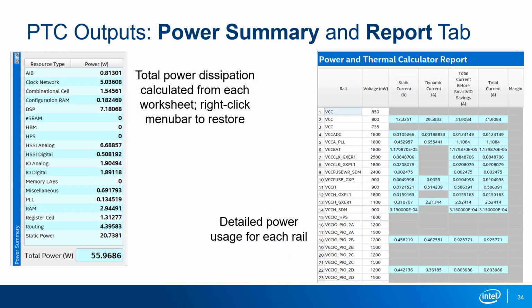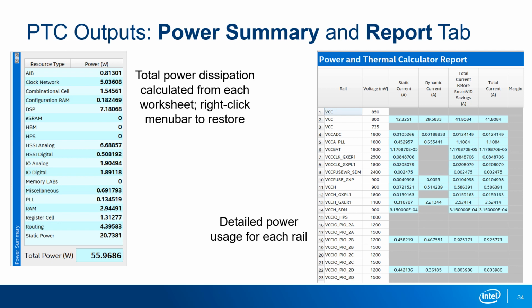While resource-specific calculated power output numbers appear on each tab, the easiest way to view calculated power numbers is with the Power Summary window and the Report tab. The Power Summary window displays the power calculated on each of the resource tabs and then sums them up together. This is a quick way of viewing the overall power usage of the design. If you accidentally close the Power Summary window, right-click on the PTC's menu bar to restore it.